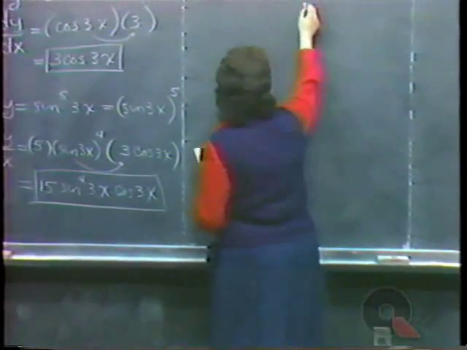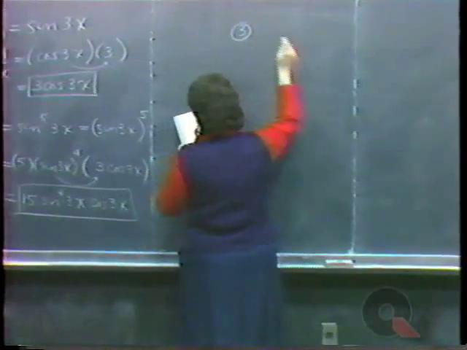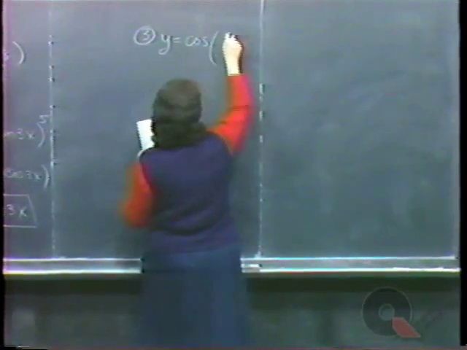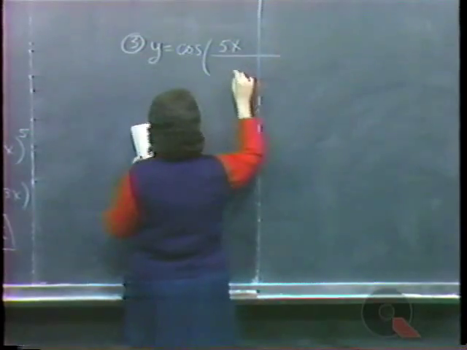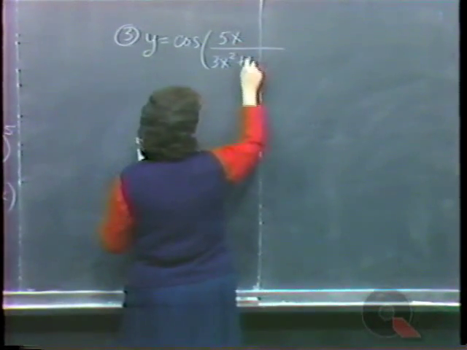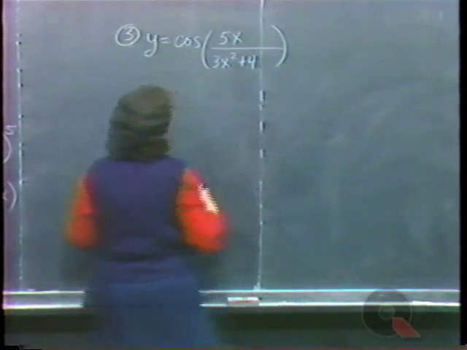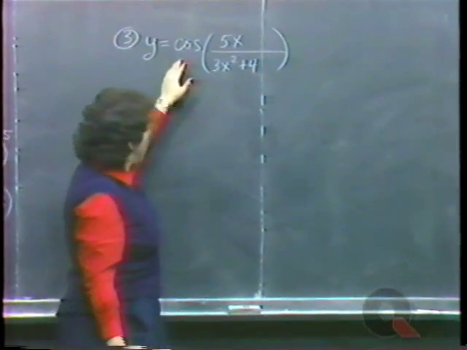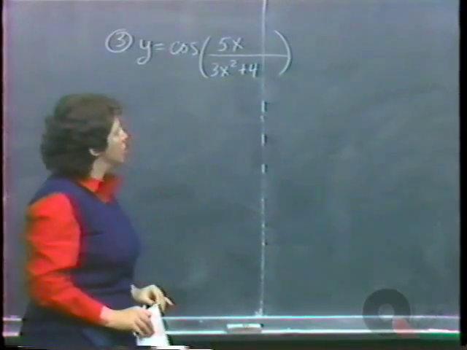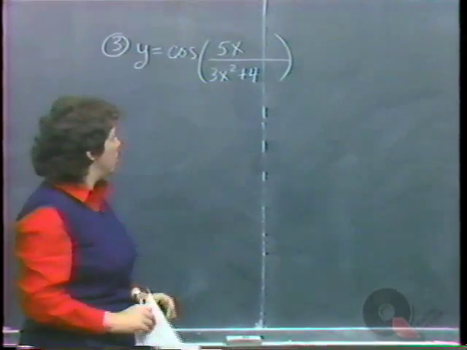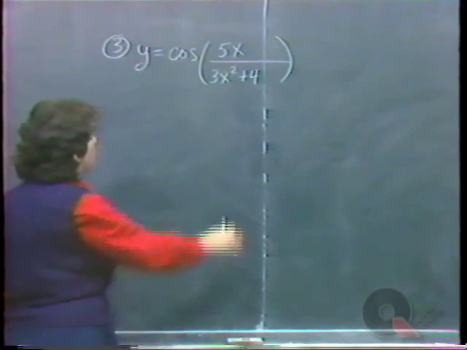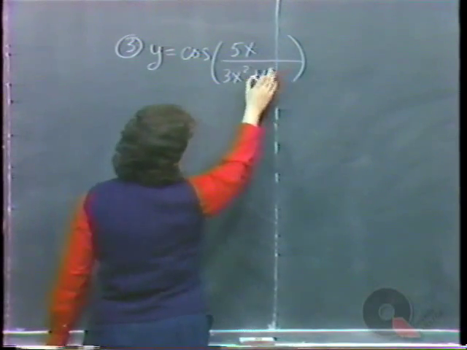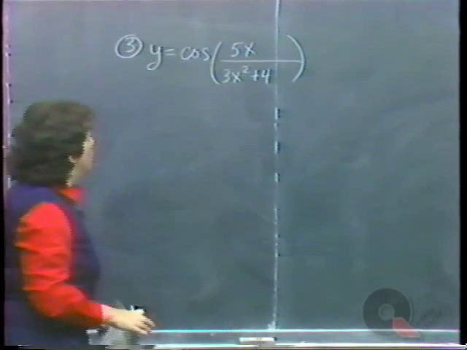For our third example, let's look at y equals the cosine of 5x over 3x squared plus 4. Now, when we look at this, we see a quotient and we see a cosine. You have to ask yourself, what is this primarily? Is it primarily a quotient? We need to use the quotient rule. Or is this primarily cosine of something? And of course, the answer is that this is cosine of a function, and we need to differentiate by the cosine rule.